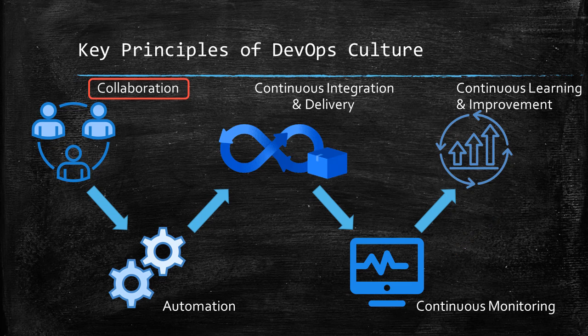Collaboration. Collaboration between teams is at the heart of DevOps culture. Teams work together to define requirements, design, develop, test, deploy, and operate software. Automation. For effective collaboration, it is essential that the process of software development and deployment is streamlined, and this is why automation is essential. This includes the use of tools to automate processes such as testing, building, and deployment.